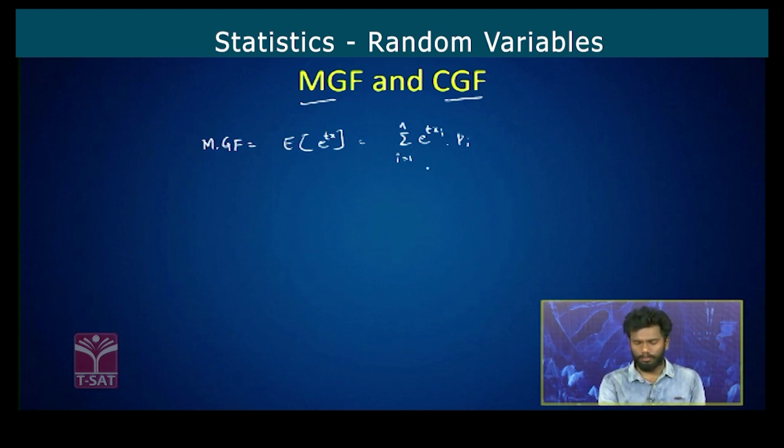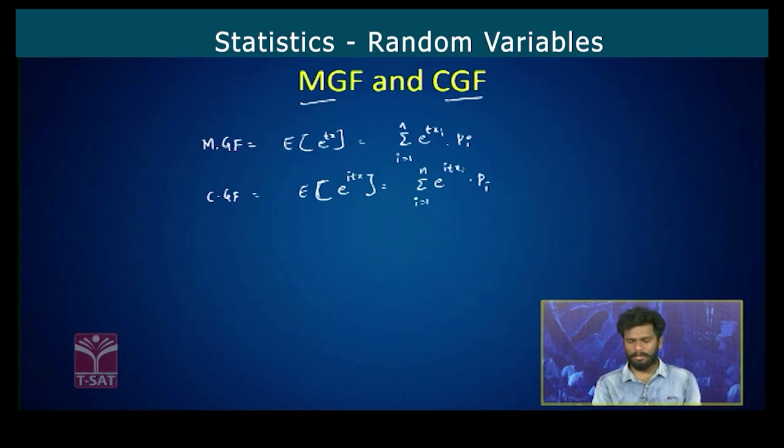In the same way, the cumulant generating function is given by expectation of e power itx, which is equal to summation i is equal to 1 to n e power itxi into pi. This is in the case of discrete random variables. In the case of continuous, the moment generating function is integral from minus infinity to plus infinity e power tx into f of x dx. The same way, the cumulant generating function is given by minus infinity to plus infinity e power itx into f of x dx.